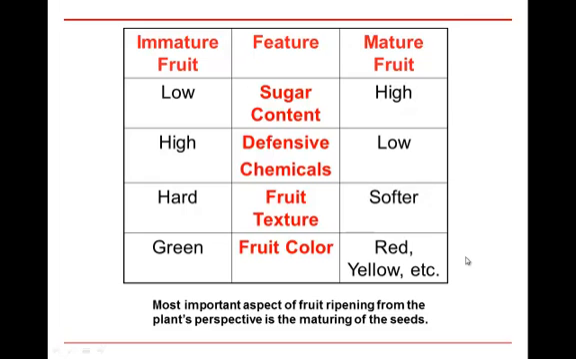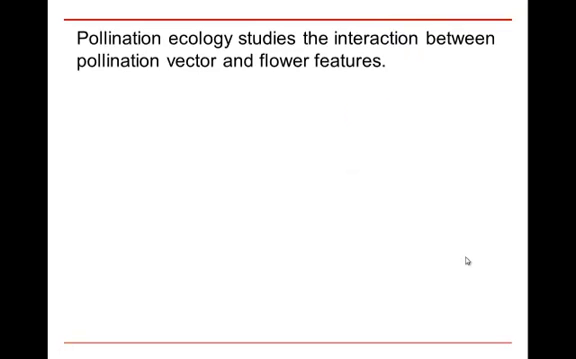The second interaction that we want to talk about with the flowering plants has to do with pollination. Now, pollination ecology is really one of the fascinating areas of biology. It studies interactions between the pollination vector, which can be wind or any kind of animal. Often pollinators are insects, but certainly not always. And the flower features that have co-evolved with these pollinators.